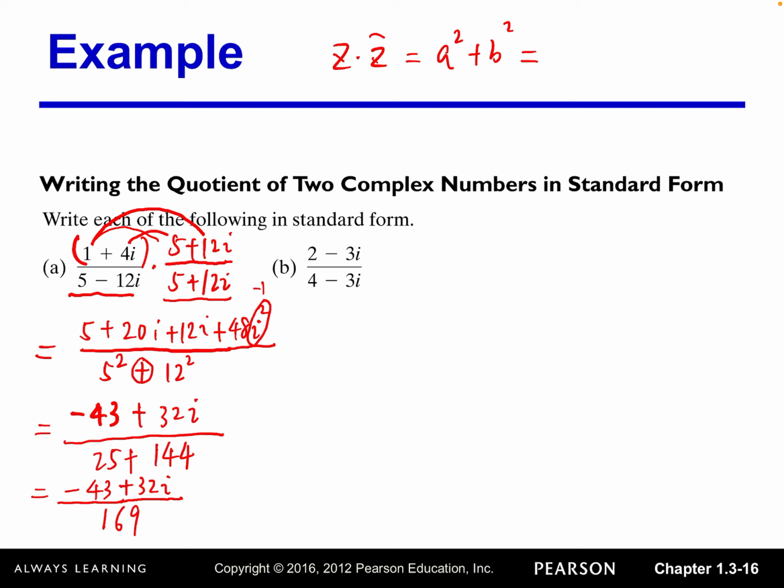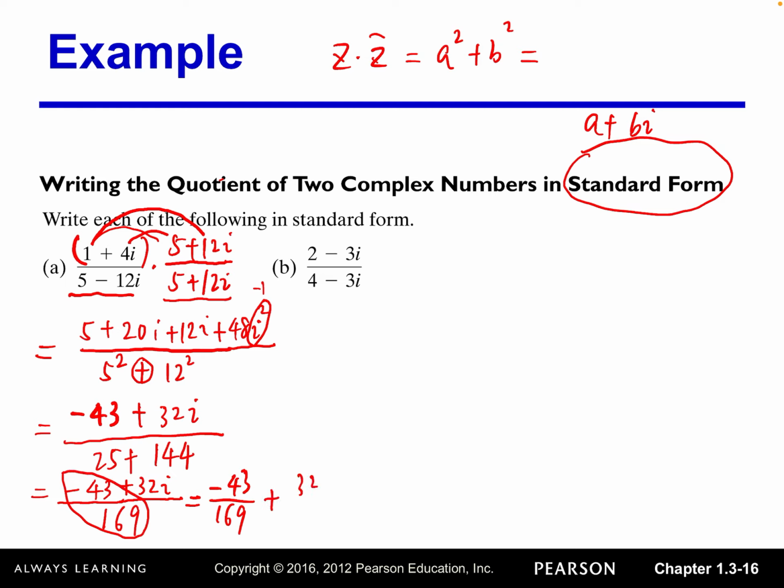Because we need to write the quotient of two complex numbers in standard form. Standard form means what? It's the a plus bi form. So we have to isolate the real part from the imaginary part. So the last step, what we need to do is negative 43 divided by 169, that's the real part. And then plus 32 over 169, and then i in the middle. This is called standard form. So the answer is negative 43 over 169, this is the real part, plus 32 over 169 i.